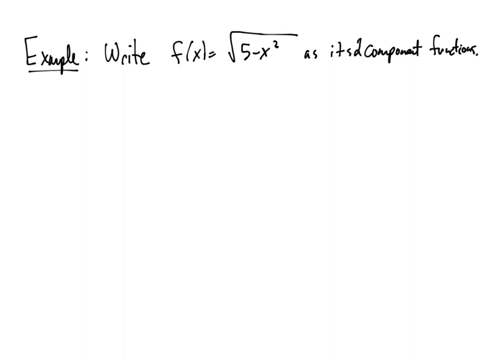Alright, well, let's see what's happening here. We have this expression underneath the radical. That looks like a quadratic or polynomial function. And then we have the radical. So it seems like we have these two functions: the radical function and the polynomial function. So if we were to say h of x is equal to 5 minus x squared, and g of x is equal to the square root of x, that appears like those two could be the two component functions.